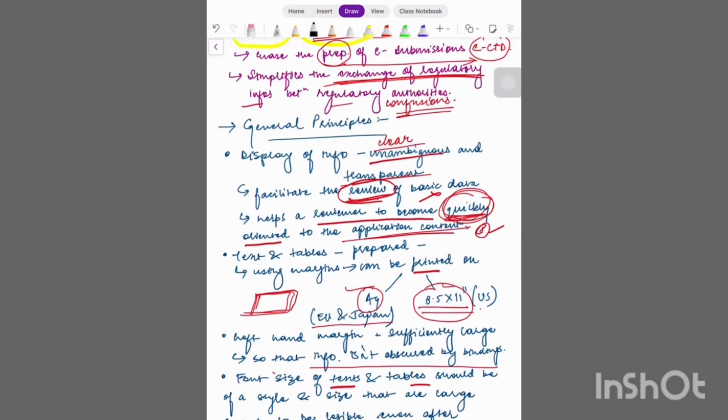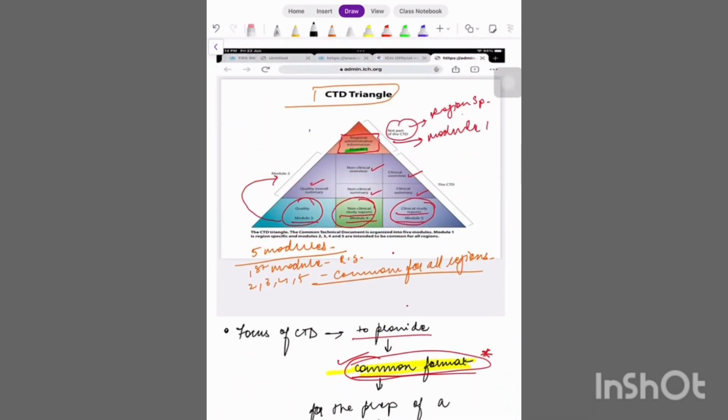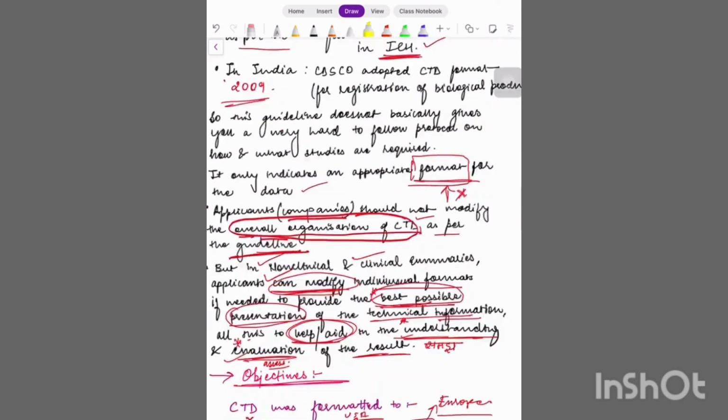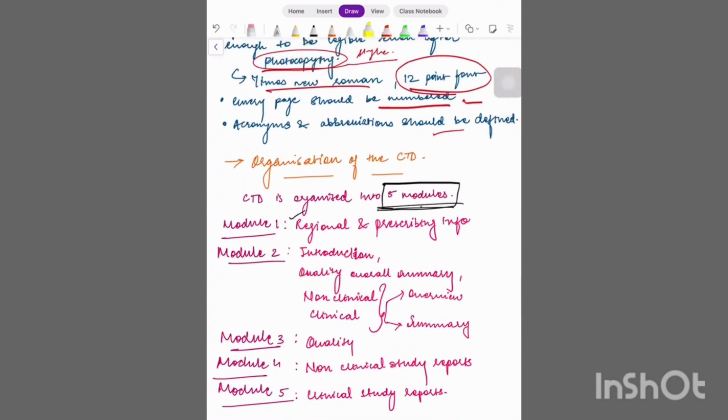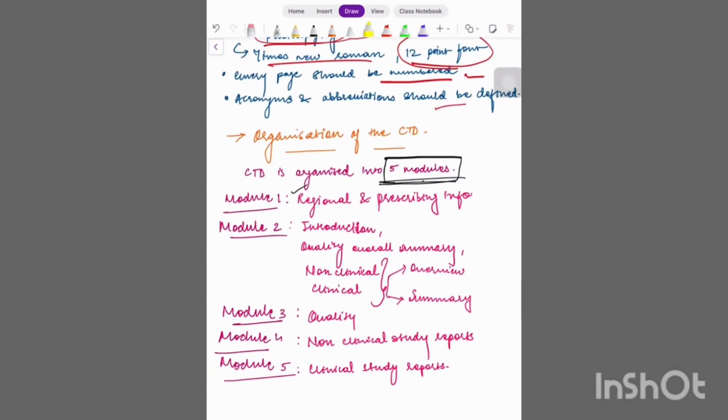Remember we said here that it is region specific, and the rest of them are common for all the regions. So this is region specific, that is the administrative documents, these are required here. And then there is module 2, introduction. So how do you remember this? First of all, remember that whatever is in module 3, 4 and 5, it is the summary of that. Basically you have to keep that in mind. Okay, so introduction is there.